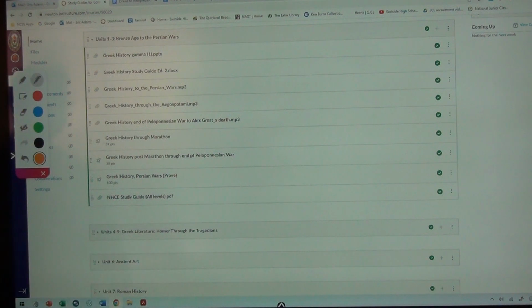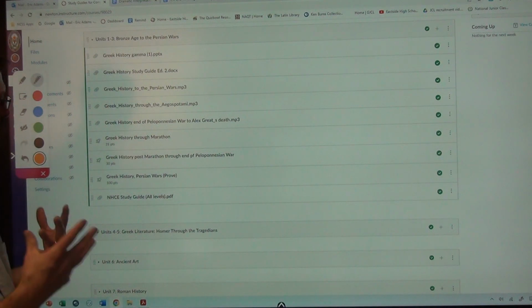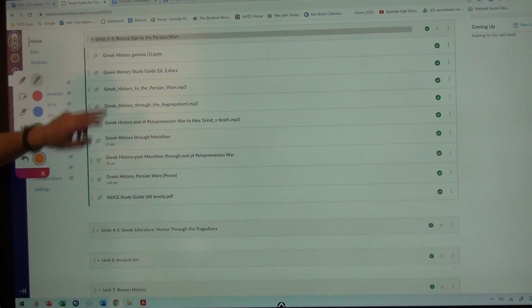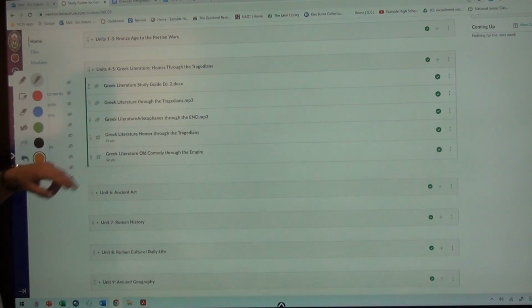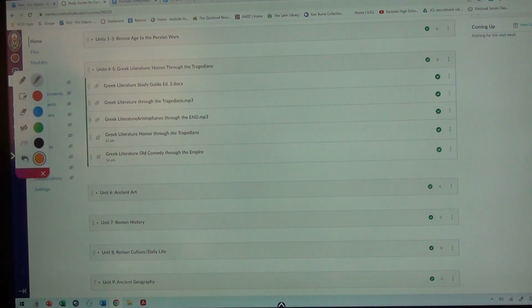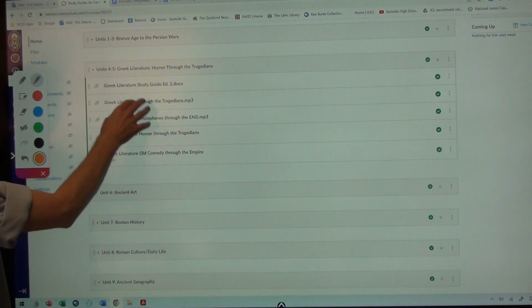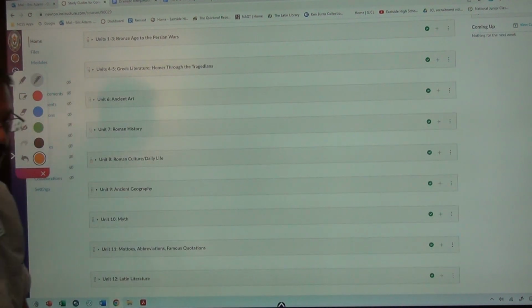This NHCE study guide is also a supplemental study guide for the National Hellenic Civilization exam, which hopefully many of you will take next year in the spring, and I won't let it slip my mind like I did last time. This next module is going to be that of Greek literature, in which there's again a literature study guide, and it's not that long. I think it's like 8 to 12 pages, something like that, and then again MP3s walking you through it, and then a couple of quizzes. And so that is your third work.